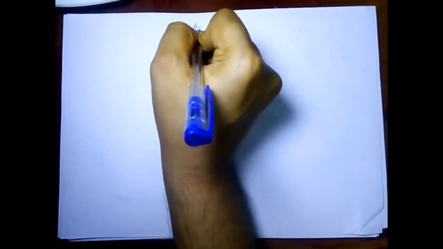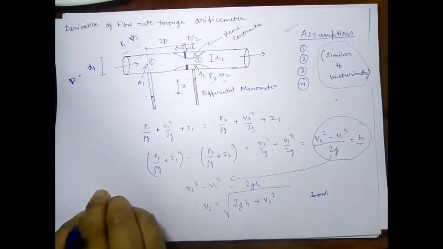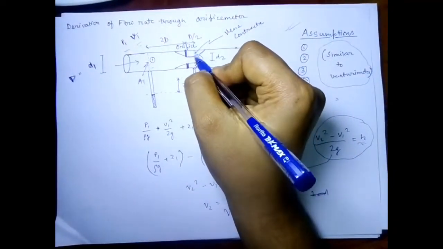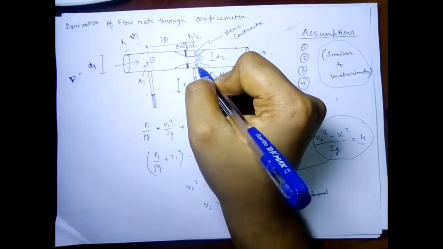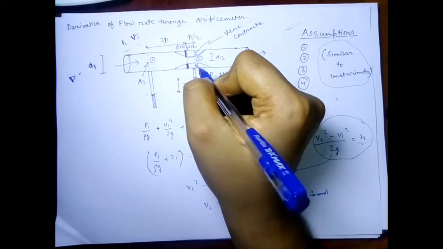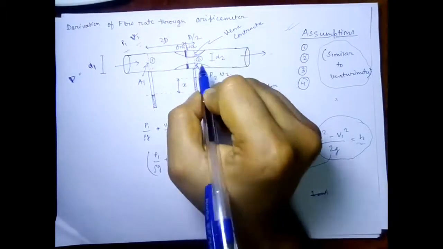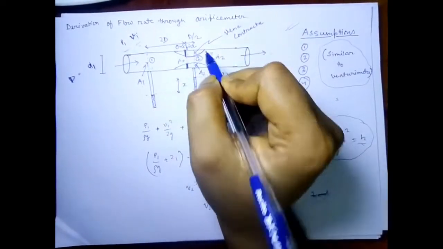Let us consider that A0 is equal to the area of the orifice. So don't confuse that section 2 is near the orifice and the area should be the same. It's not like that. Section 2 is over here, but our orifice is over here, and the section 2 area is different from the orifice. Section 2 area we are taking as A2, whereas the orifice area shall be A0.